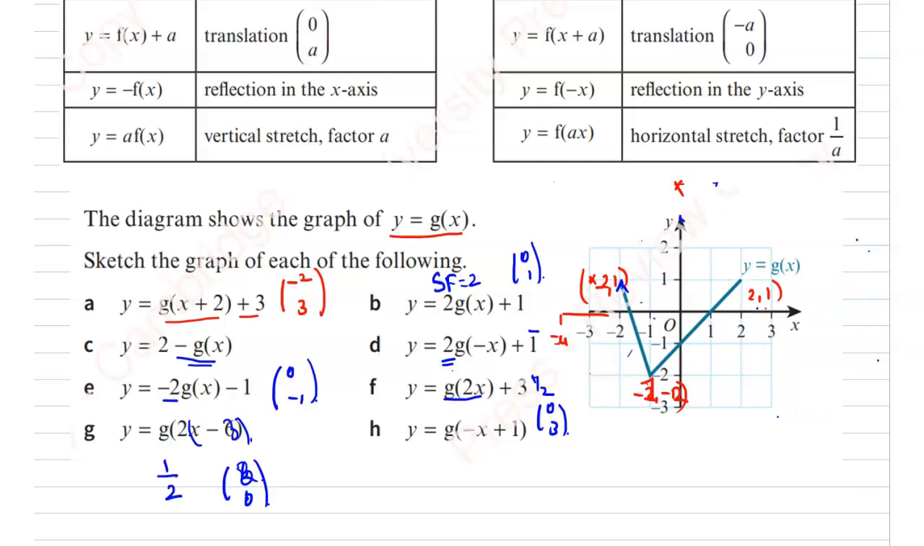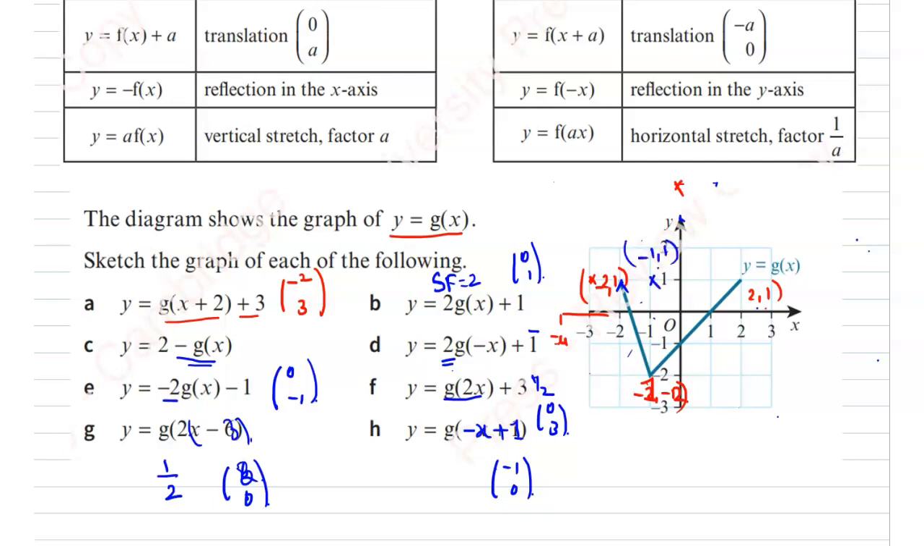Then come to the last one. Here we are given y equal to g of minus x plus 1. Which means that there is a reflection in the y-axis and a horizontal translation also. So reflection and translation take place and the translation vector is minus 1, 0. Hence the new points will be, so the reflection here takes place in the y-axis and there is one step moving again. So minus 2, the new point is minus 1, 1.